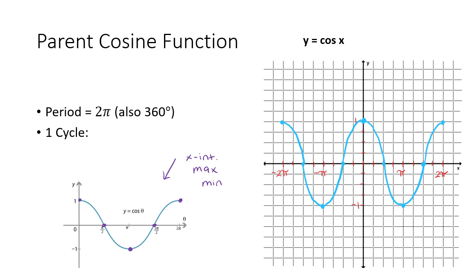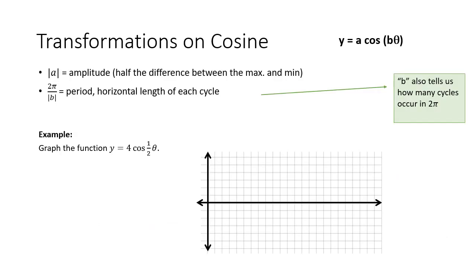So let's think about the transformations that we can do to our cosine function. Just as before, we're going to be reusing these a and b values when we transform cosine, when we make it slightly different, where a represents the amplitude, which again is kind of the height of that curve, or half the difference between our max and min.